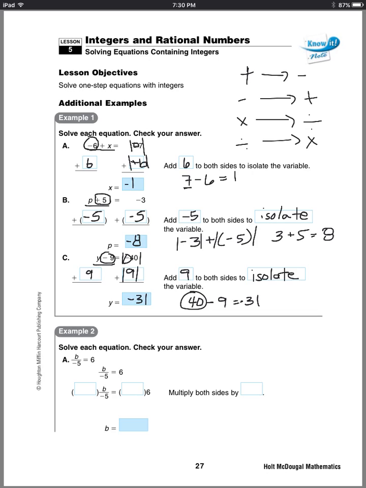so our answer is -31. So when you do the opposite, like we've been doing, it cancels these out, and it gets the variable all by itself. Okay, it takes away the constant.